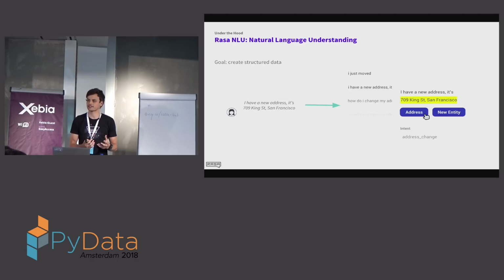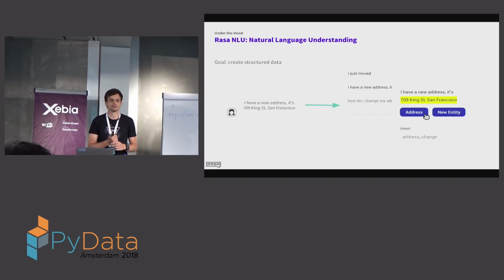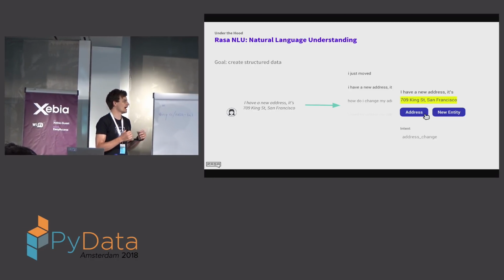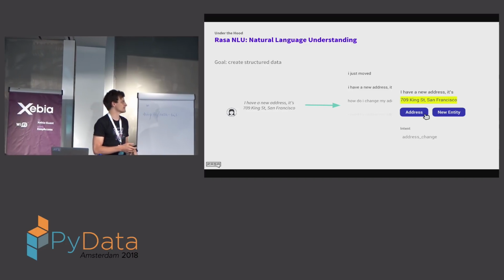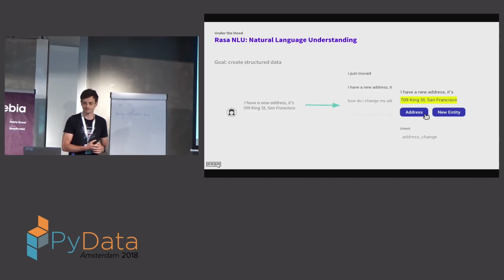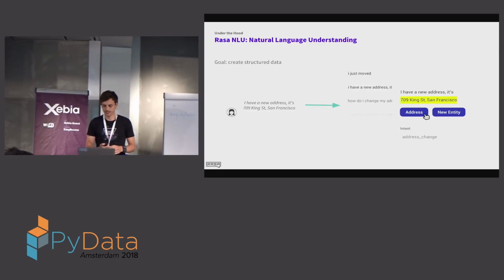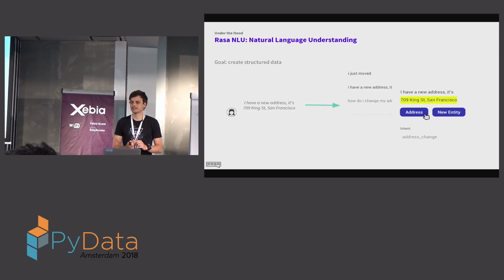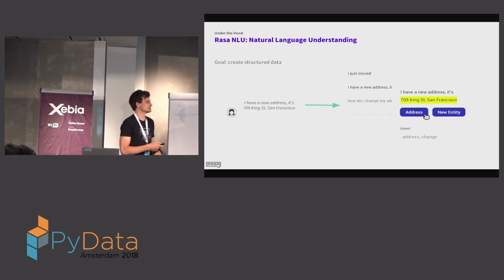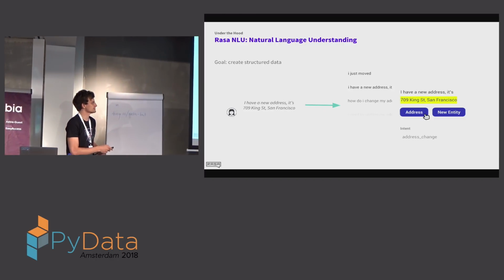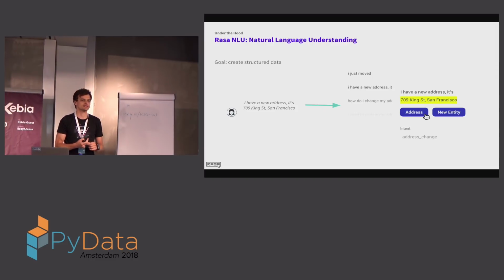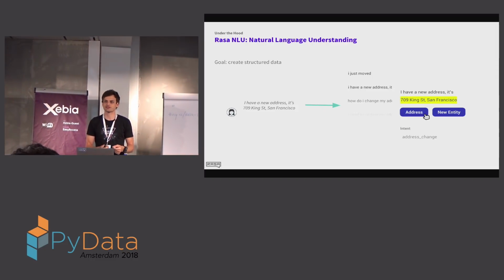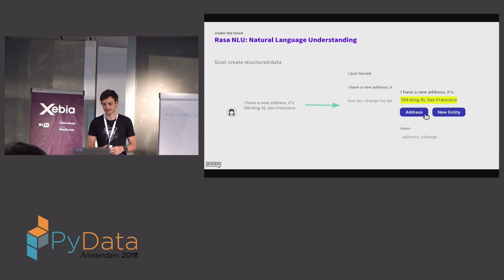It could be a greeting as well, it could be a goodbye, it could be "I want some information about my account." There are a lot of different categories, but in this case it would be address change. And once we've found that intent, we still need some additional information to change the address. These few words, 709 King Street, San Francisco, tell us the address of the user to actually change our data in the database.